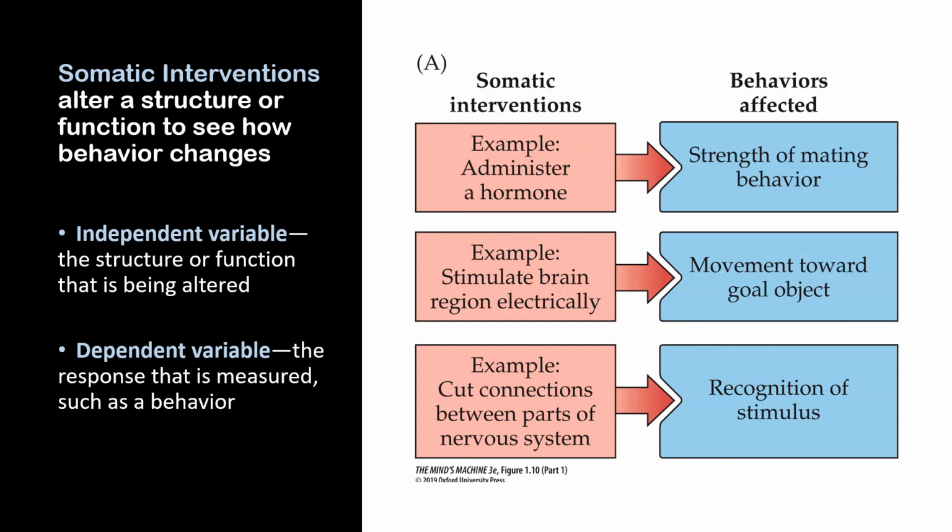Other examples would include stimulating a particular brain region to see if there is a change in movement towards a goal object, or cutting connections between parts of the nervous system to see if it influences the recognition of a stimulus.